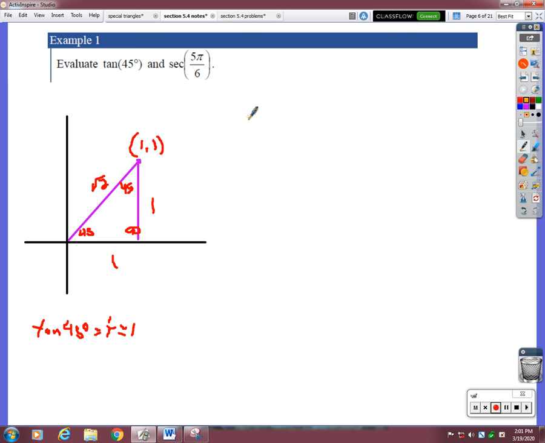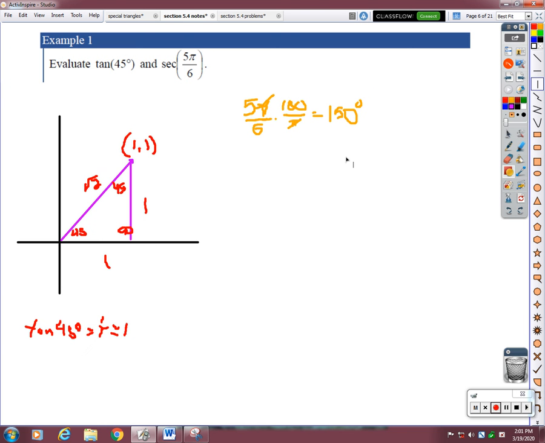Okay, then to figure out the secant of 5 pi over 6, our first job is to change 5 pi over 6 into degrees, because nobody knows what 5 pi over 6 really means. So I'm going to do that by multiplying by 180 over pi. So the pi's cancel. 180 divided by 6 is 30, and 30 times 5 is 150. So what we're really talking about is a 150 degree angle.